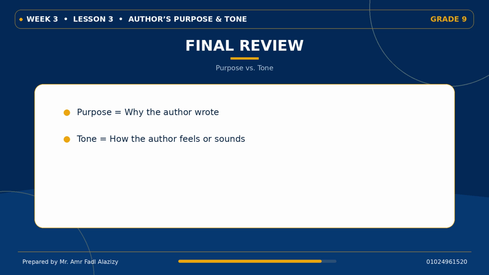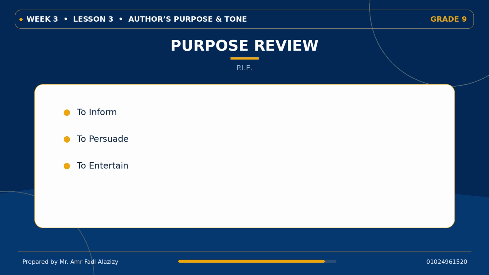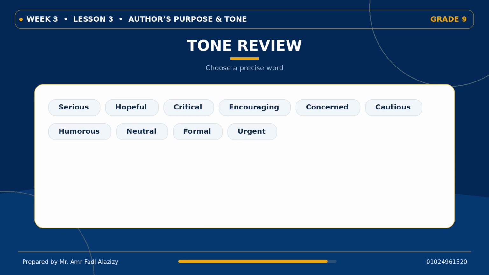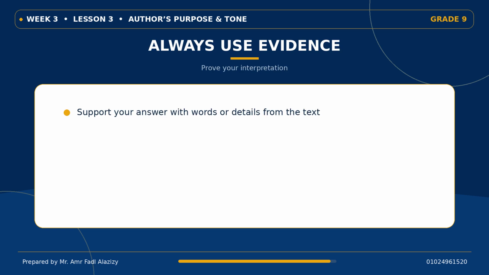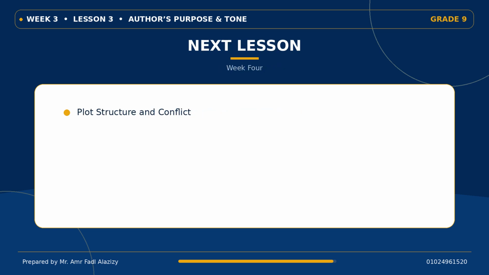Before we finish, remember the difference. Purpose explains why the author wrote the text. Tone explains how the author feels or sounds. The three main purposes are to inform, to persuade, and to entertain. Tone may be serious, hopeful, critical, encouraging, concerned, cautious, humorous, neutral, formal, or urgent. Always support your answer with evidence from the text.